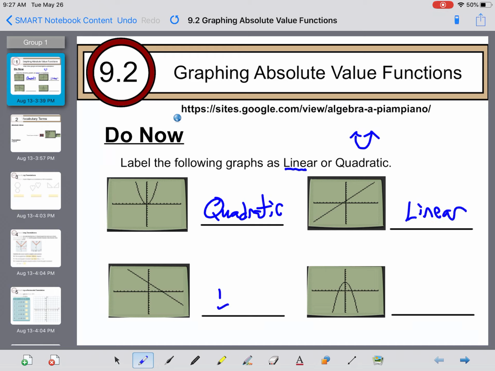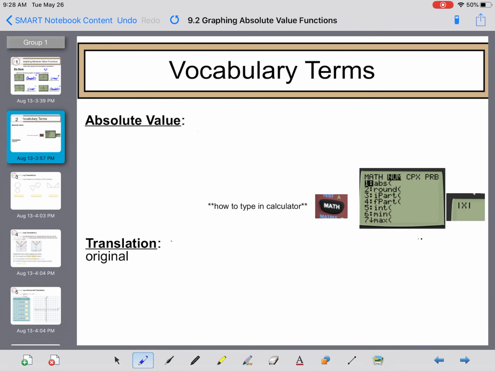So we have quadratic, linear, and quadratic. Your first quadratic is positive. Your first linear from left to right goes up, so that one's positive. The next one from left to right goes down, so it is negative, and you have your frowny parabola, which is negative as well.